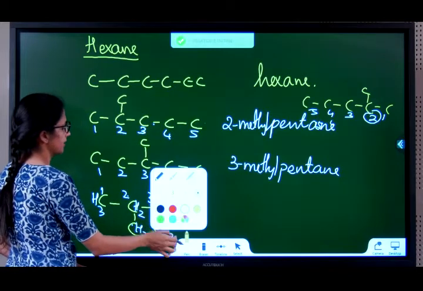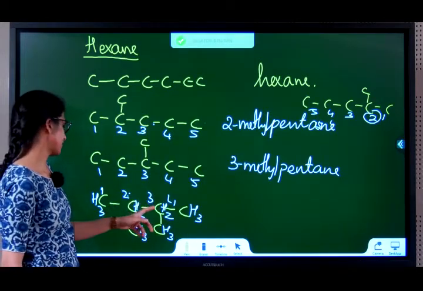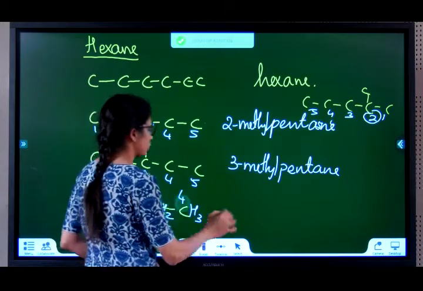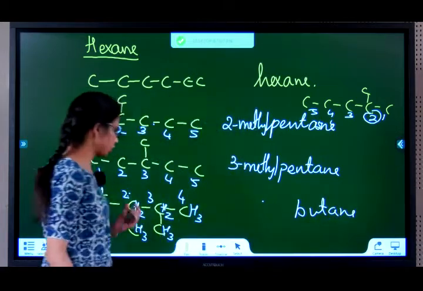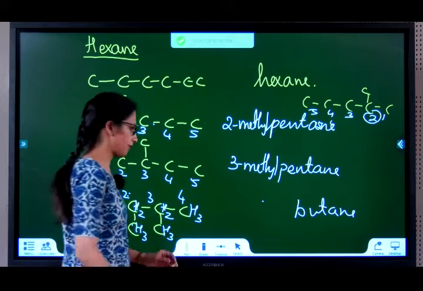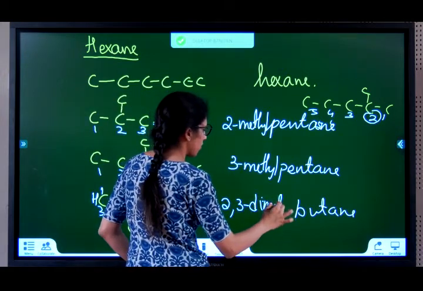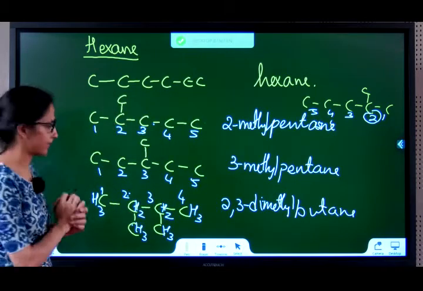So, now what happens? At position 2 I have a methyl group. At position 3 I have a methyl group. This is 4 carbon atoms, so the name becomes but. All are single bonds, so ane. At position 2 I have a methyl. At position 3 I have a methyl. 2,3-dimethylbutane. So, I finished 4 isomers of hexane.